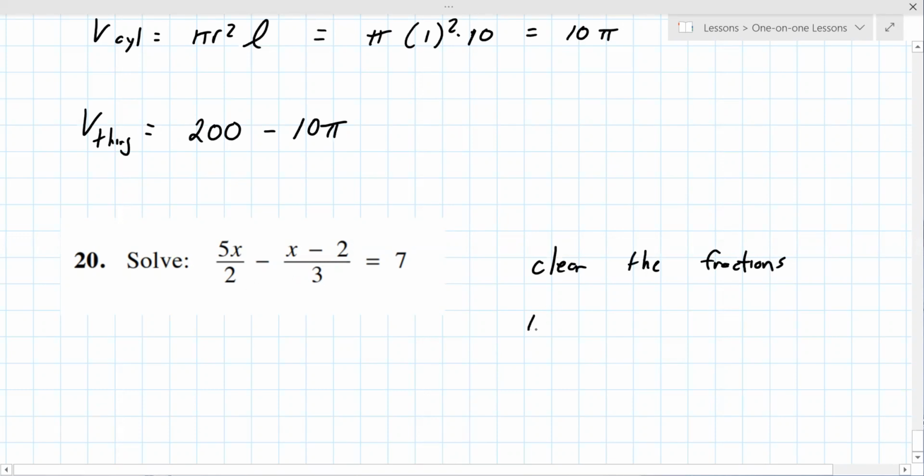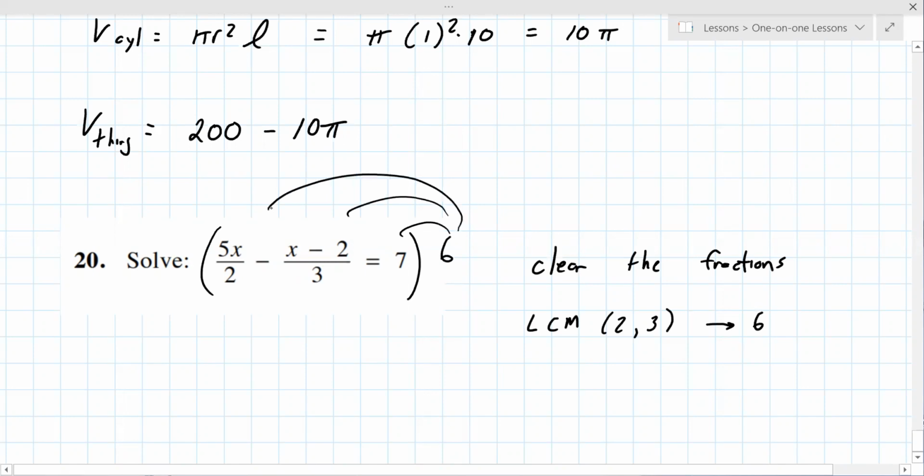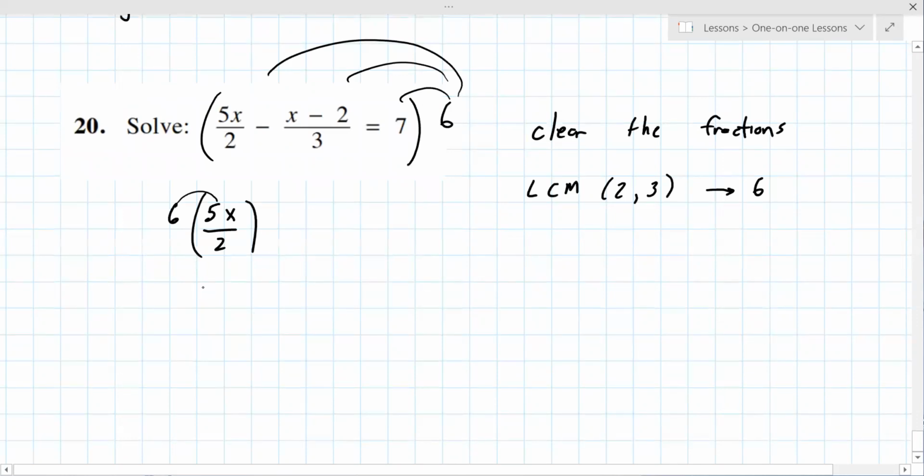You have to find the least common multiple of 2 and 3, and that is 6. And this is where it gets a little confusing because it's like, wait, I got to multiply everything by 6. Well, yes, but let's just look at these one at a time. So 6 times 5x over 2. You could multiply in, that's 30x over 2. What does that become? 15x.